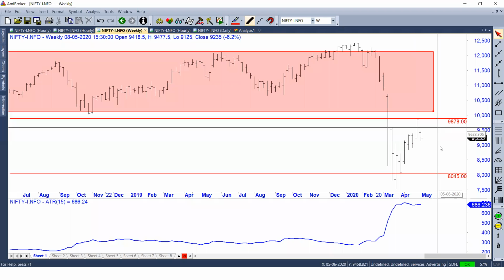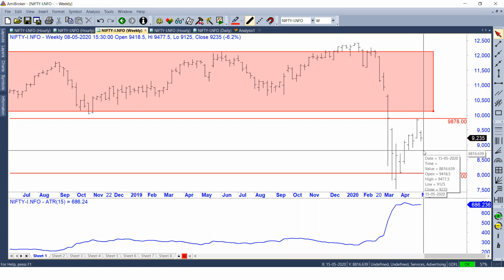So maybe I'm just thinking, what if this month also I'm going to see a compressed week? This week also, the second week of May. What if the second week of May, we're going to see one more compressed week? In that case, how should I deal with the markets?